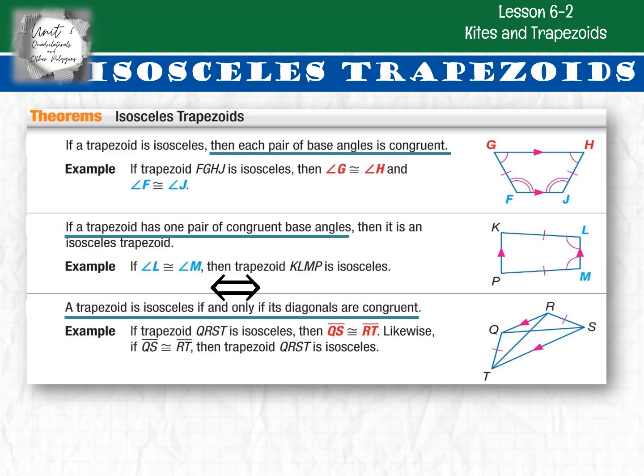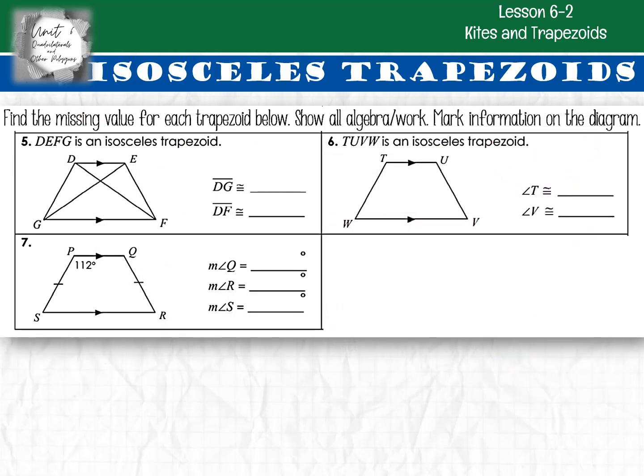If we know it's a trapezoid that is isosceles, then we know the diagonals are congruent. It goes both ways. Here we go. Find the missing value of each trapezoid below. Show all algebra work. Mark your information on the diagram.